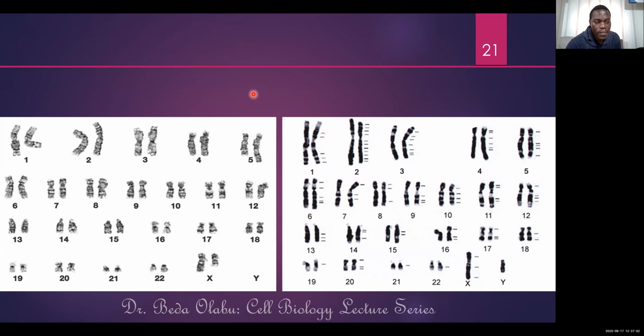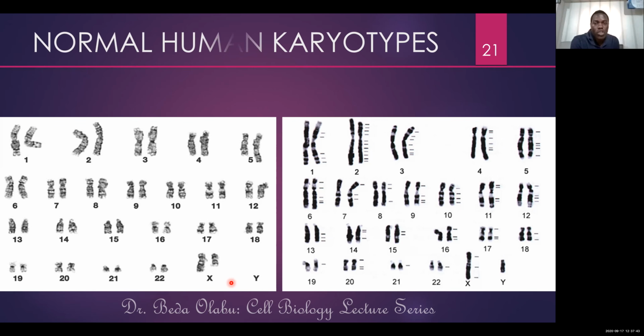Remember, we said that we have 23 pairs of chromosomes. That is 22, then this is the 23rd pair. How many chromosomes do we have on the 23rd pair here? We still have 2. Okay. So, is it normal or abnormal? Anyone? It is normal. Both of these are normal human karyotypes.